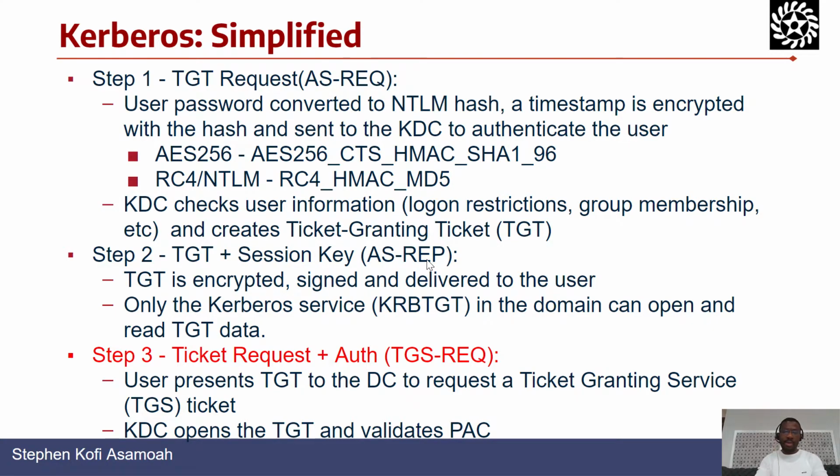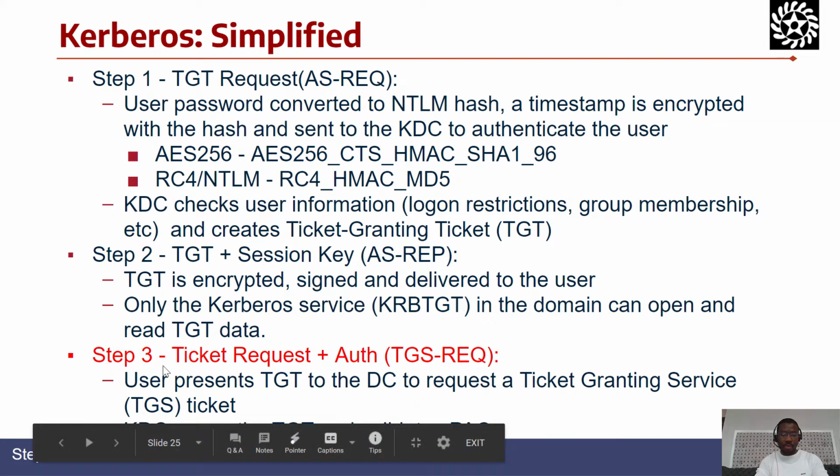The key important thing here is the ticket is encrypted, signed, and delivered to you, and the service called KRBTGT is the only account that can actually open that and then read the TGT data. This is one place that is also abusable, and I'll talk about places that are abusable that we'll be using to abuse the Kerberos protocol. And you see that I have this one in red.